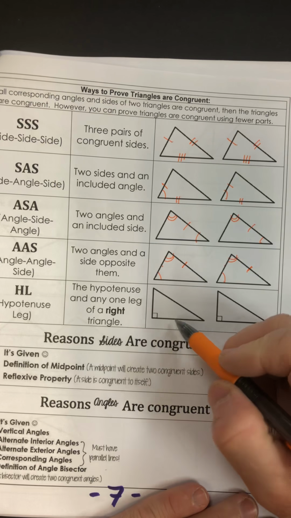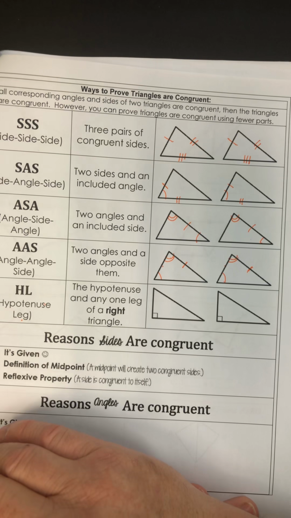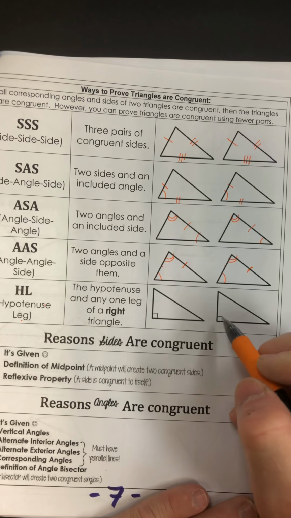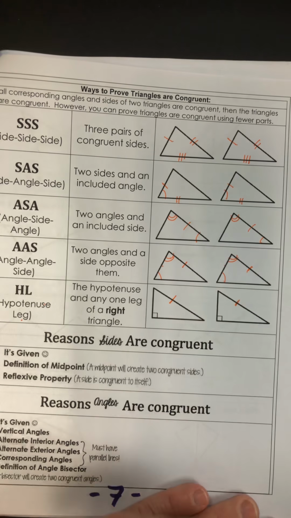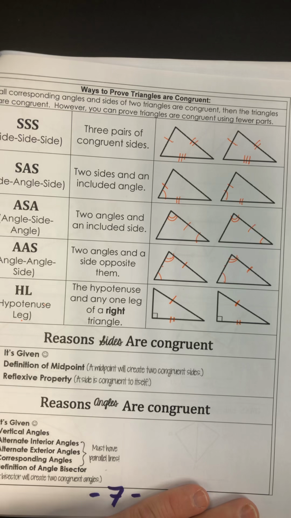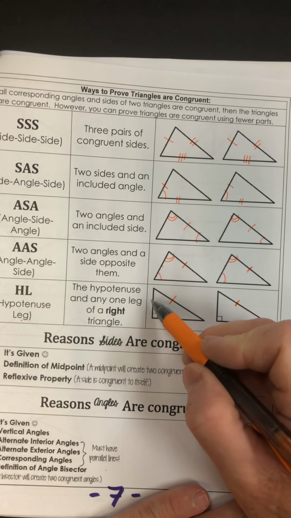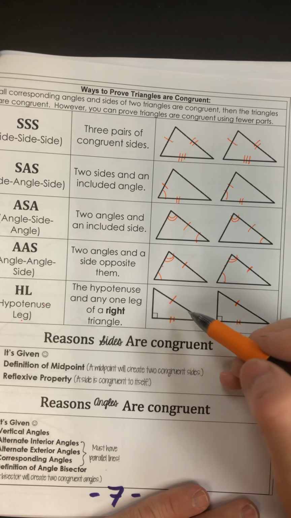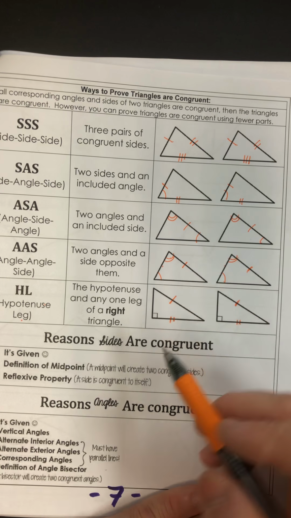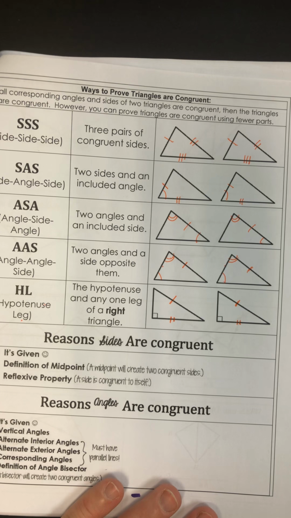If it's a right triangle, you need the hypotenuse and another side, in a right triangle only. So if it's a right triangle and you see that the hypotenuse is congruent and some other side, then that's hypotenuse leg. If it's a right triangle and you have another angle and a side, then it might be angle, angle, side. Just because it's a right triangle does not mean it's always going to be hypotenuse leg. That's what you need to remember. But it would be the first thing to think about if you do have a right triangle: maybe it is hypotenuse leg.